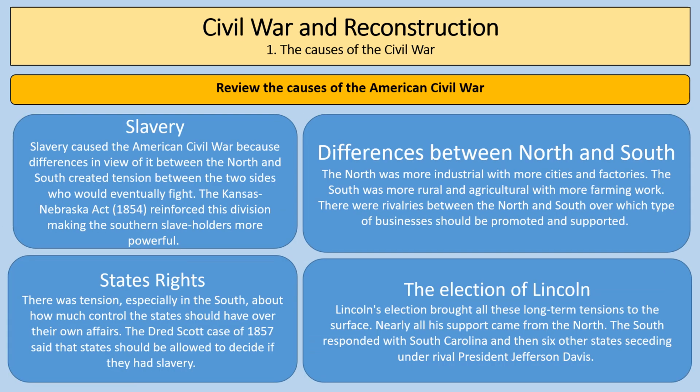So just to review the causes of the American Civil War, slavery is your key cause, really, in terms of the long-term tension, but also those differences between North and South, not just about slavery, but also the very different sort of makeup of the North and South. Tension over states' rights, and particularly the rights of southern states to be able to decide how much control they should have over their own affairs. The Dred Scott Supreme Court case of 1857 had said that states should be allowed to decide if they had slavery. And then, of course, your trigger factor is the election of President Lincoln in November 1860.